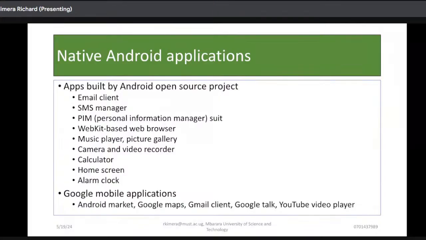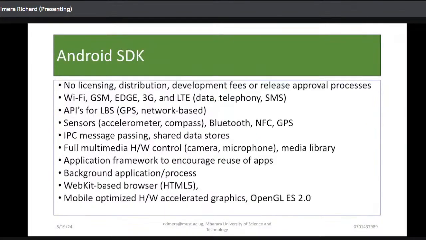But always there are also those from Google. That's from Android Marketplace, Google Maps, Gmail client, Google Talk, and so on. And for the SDK, if you want to build for Android, you don't need any license. It provides you with access to Wi-Fi, GSM, all those technologies. And actually, you can even write applications to check which network you're connected on and the speed of the network. Today, we have all those methods exposed.